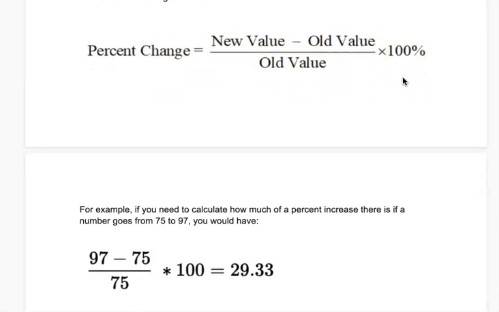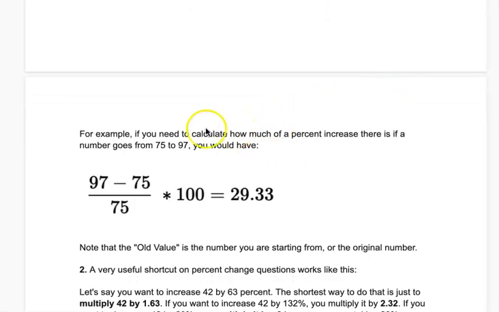Let me give you an example. If the question asks you to calculate the percent increase from 75 to 97, you would have the difference between 97 and 75, which is the new value, 97, minus the old value, divided by the old value, times 100. So that's a 29.33% increase.